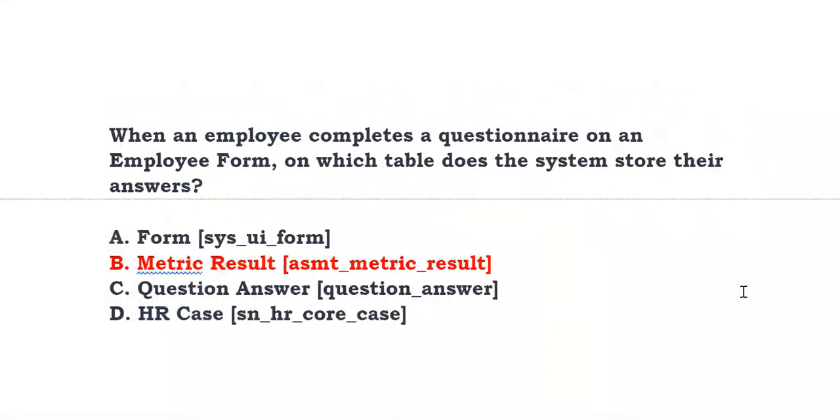Next one, when an employee completes a questionnaire on an employee form, on which table does the system store their answer? Option A, form. Option B, metric result. Option C is question answer. Option D is HR case. The correct answer is option B, that is metric result.